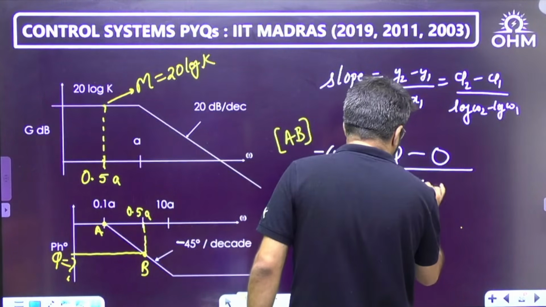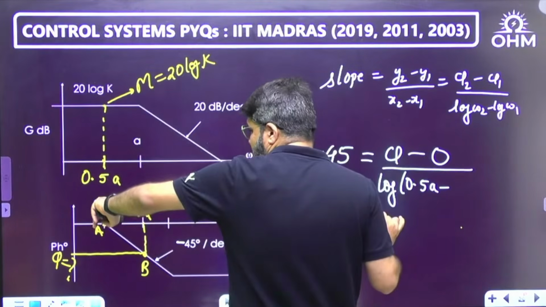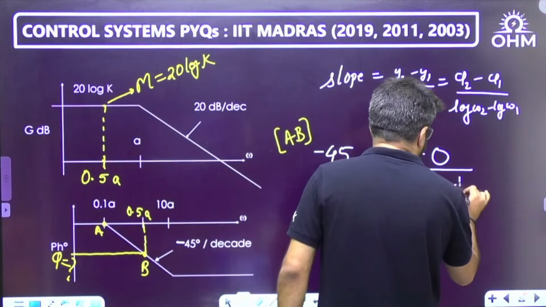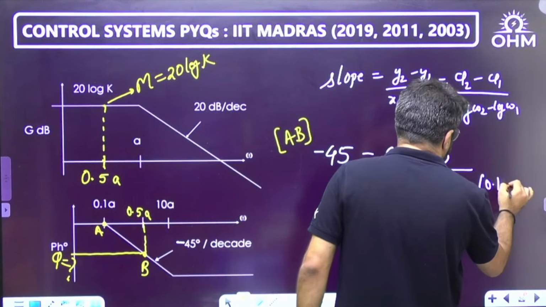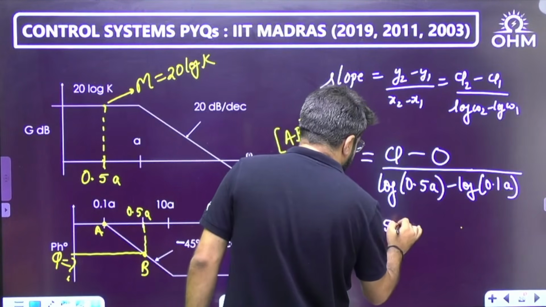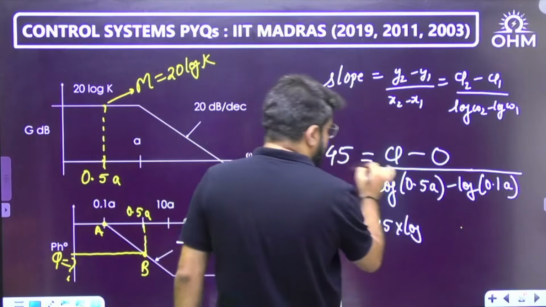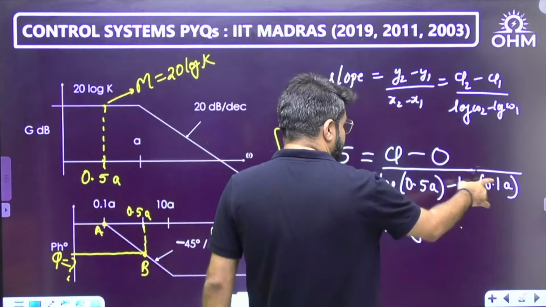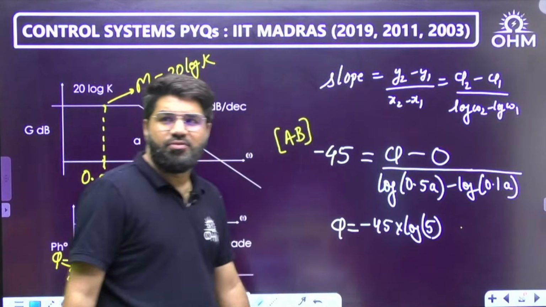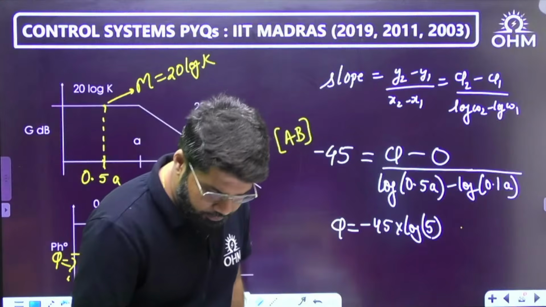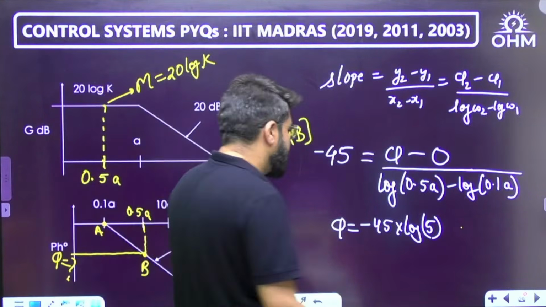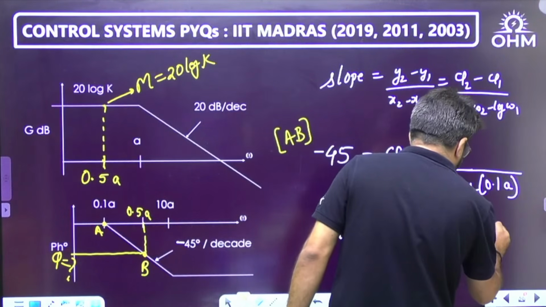Log of 0.5A minus, how much is the frequency here? 0.1A given, minus log of 0.1A. So this will give you phi is equal to minus 45 into, shifting this other side, log A minus log B is log A by B. So when you divide this 0.5 by 0.1, you will get 5, log 5, minus 45 log 5. We have to complete this calculation now. That is 31.45, minus 31.45.